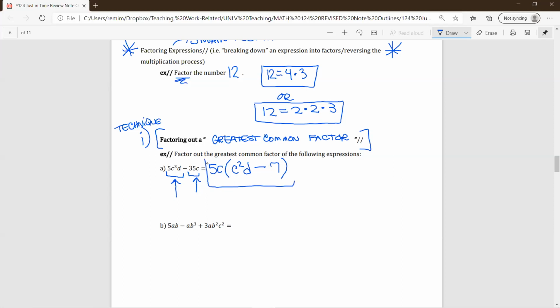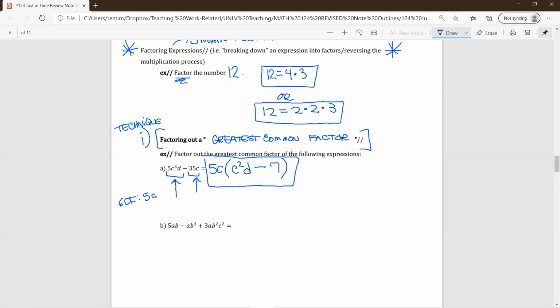And this is our whole answer. A lot of people will just write 5c, but that's not the answer. The GCF was 5c, but that's not our answer. It didn't ask us, what's the GCF? It told us to factor out the GCF. So what that means is you should still have an equivalent expression to the expression that we started with.